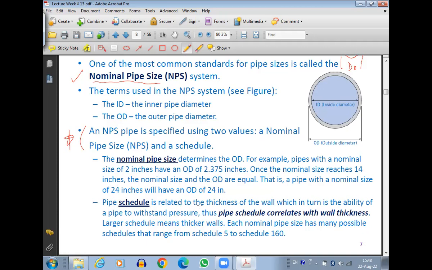Pipe schedule is related to the thickness of the pipe. This is another point for you to memorize. So what does pipe schedule mean? It means the thickness of the wall of the pipe, which in turn is the ability of a pipe to withstand pressure. Thus, pipe schedule correlates with the wall thickness. So the larger the pipe schedule, the larger the wall thickness, and the larger the pressure a pipe can handle. Each nominal pipe size has many possible schedules that range from schedule 5 to schedule 160.